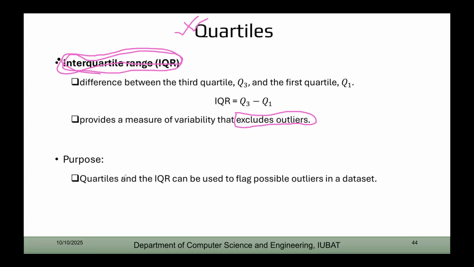What is the purpose of this? Quartiles and IQR can be used to flag possible outliers. That means you can flag those data points as outliers. So we apply the IQR method to get the possible outliers in the dataset. Last time I mentioned the IQR, Z-score, something like that, but I think you didn't connect the dots. But this time I think you get the point, right?